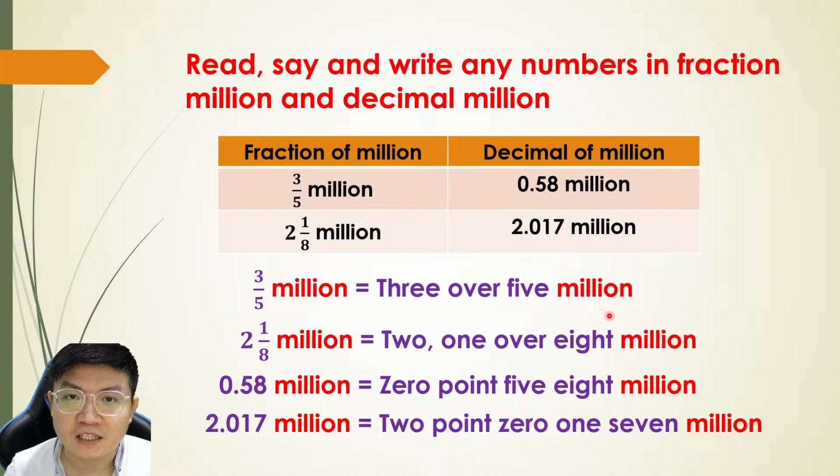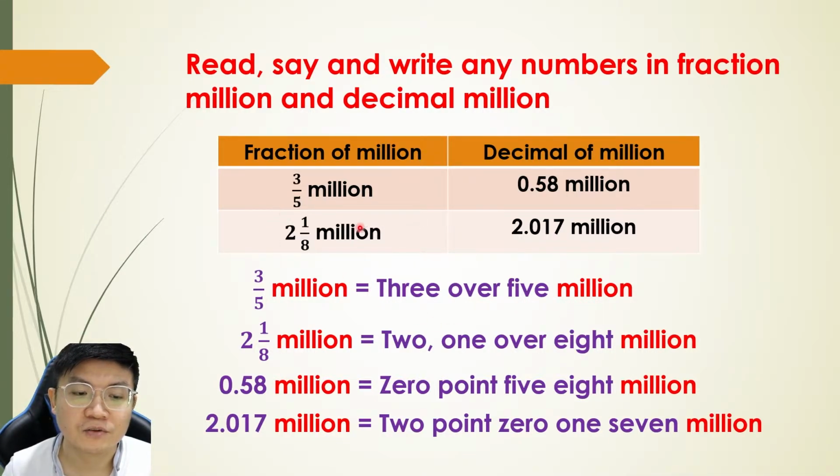So first skill, you read, say, and write any number in fraction million and decimal million. So this is two groups. First, fraction of million. Second, decimal of million. Now let us read this number. How do you read this? Yeah, it's actually 3 over 5 million.